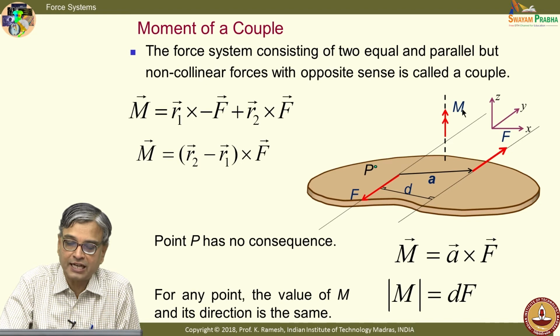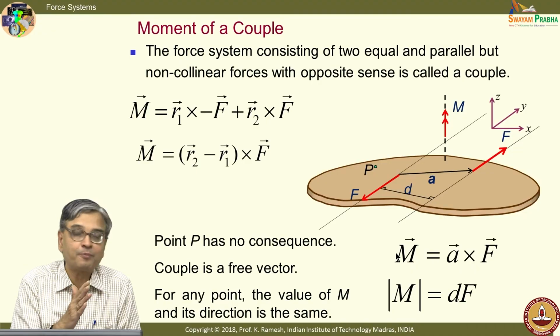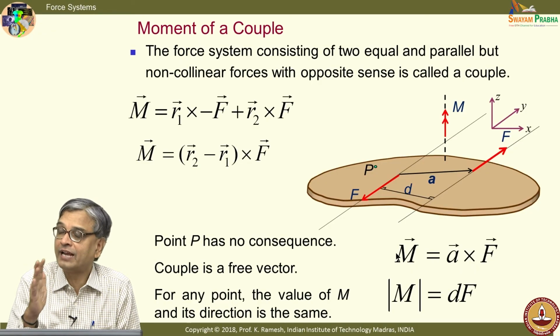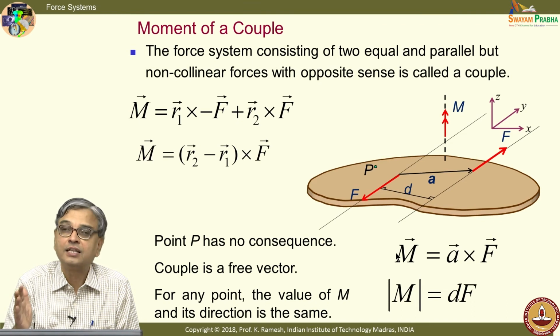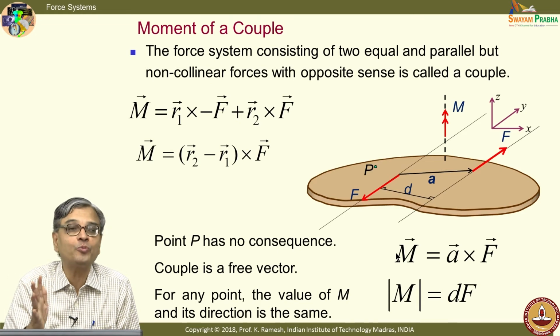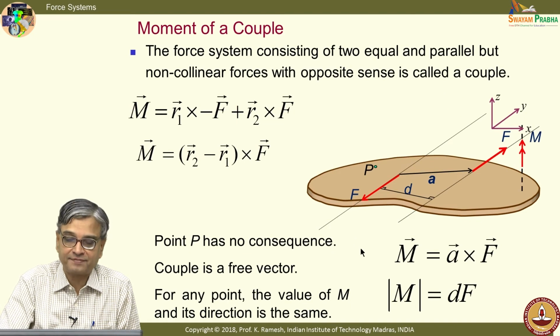So, the point of application has no dependence on the value. So, couple is classified as a free vector. See, we had looked at force and moment as sliding vectors from the principle of transmissibility. We are looking at the external effects, so they can be translated along the line of action. The moment I go to couple, I find the point of interest has no role to play, and couple is a free vector.